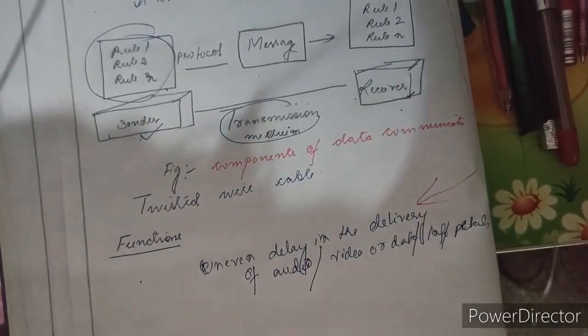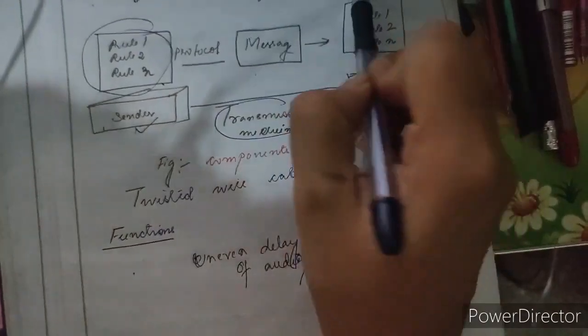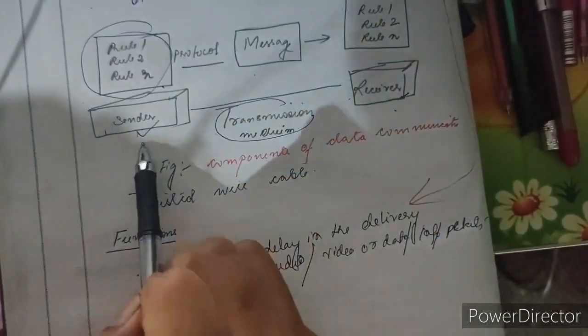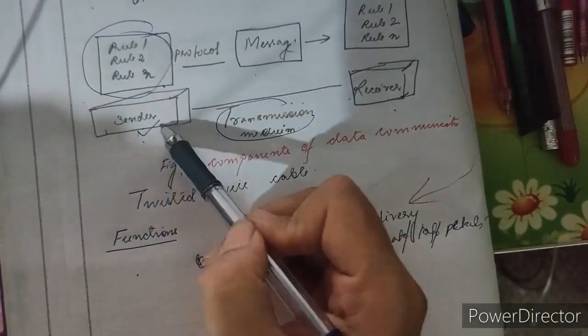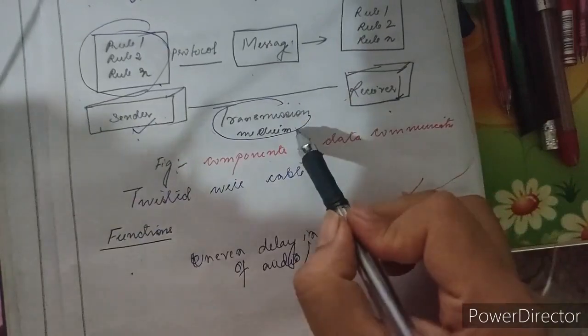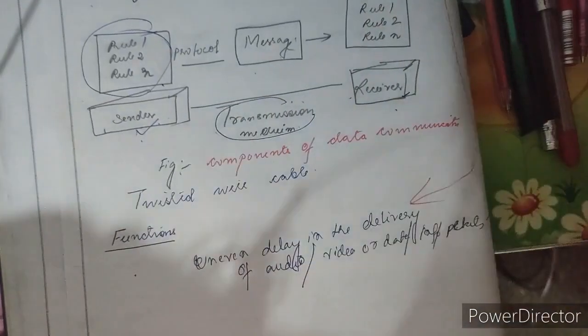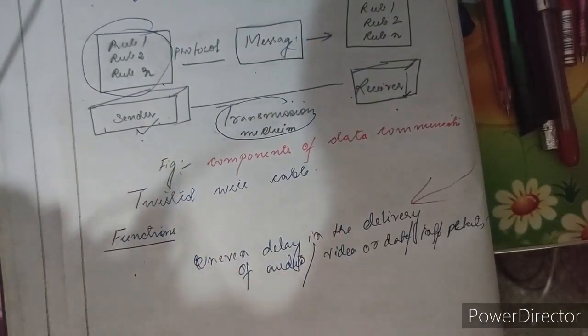So a communication system consists of 5 components. All right, so the first component is your message, second is your sender, third component is your receiver, fourth is your transmission medium, and the fifth is your protocol. So let's understand each of these components one by one.